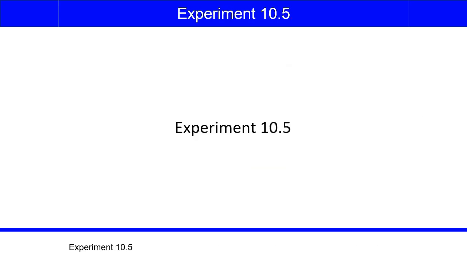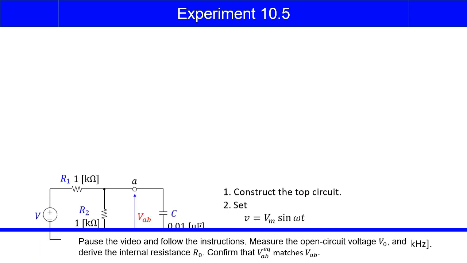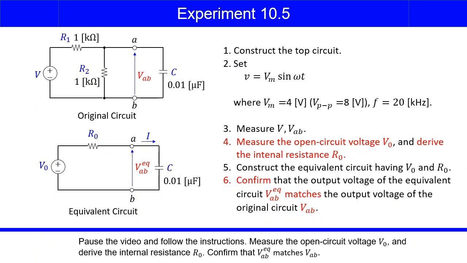Experiment 10.5. Pause the video, and follow the instructions. Measure the open circuit voltage V0, and derive the internal resistance R0. Confirm that VAB EQ matches VAB.